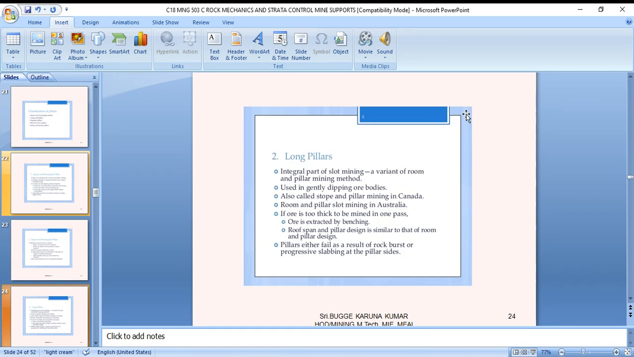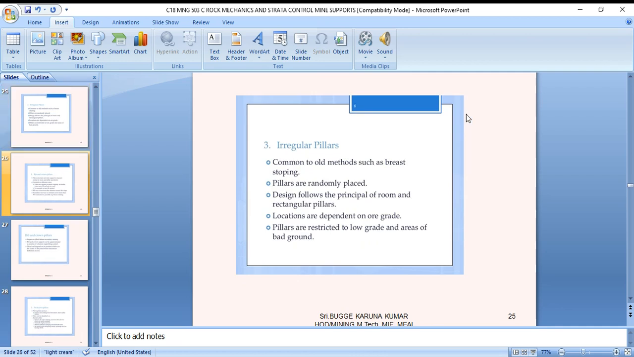A long pillar is an internal part of slot mining, a variant of the room and pillar mining method used in gently dipping ore bodies, also called stope and pillar mining in Canada. A room and pillar slot mining is in Australia. If the ore is too thick to be mined in one pass, ore is extracted by benching. Roof span and pillar design are similar to that of the room and pillar design. Pillars either fall as a result of rock burst or progressive slabbing at the pillar sides.